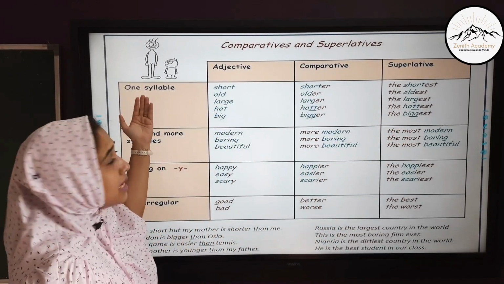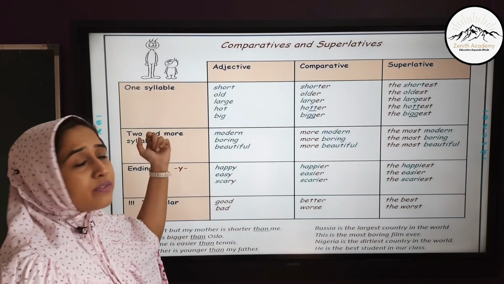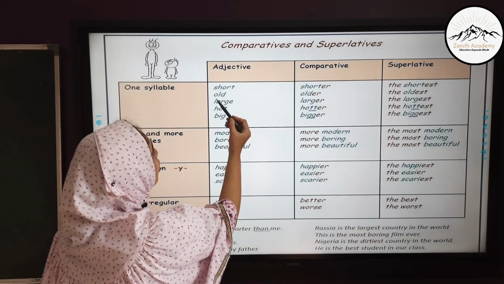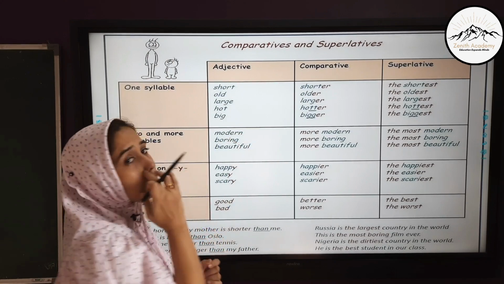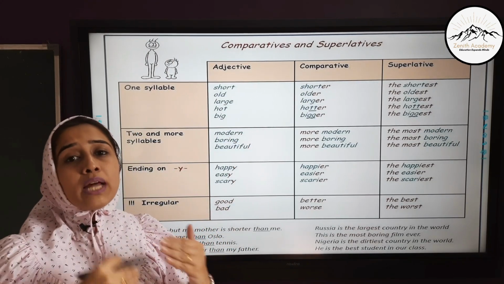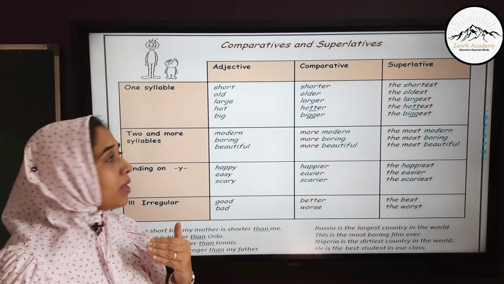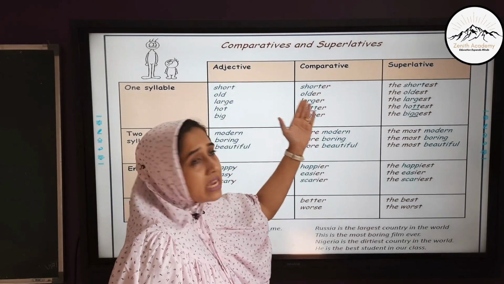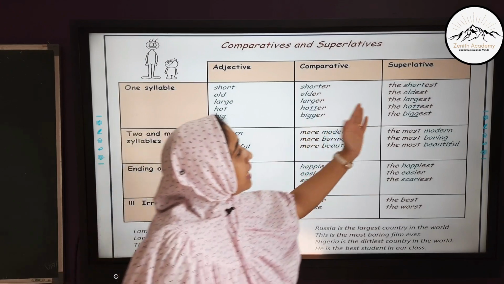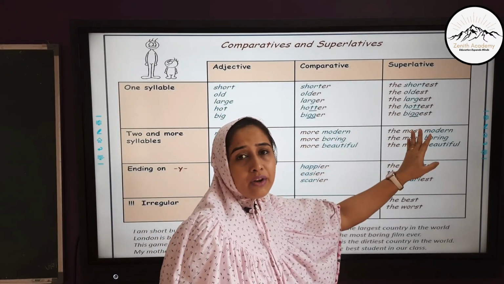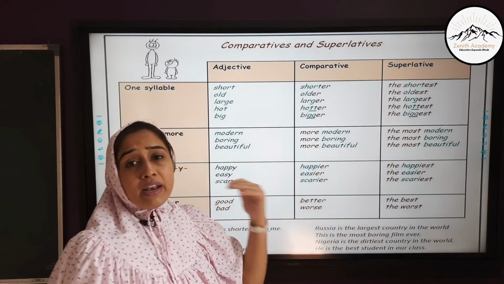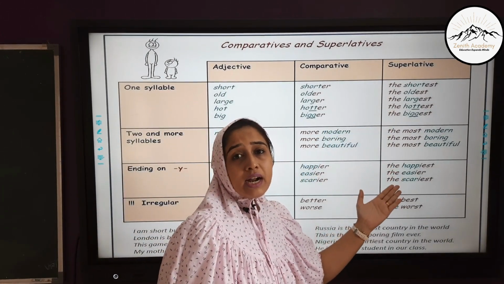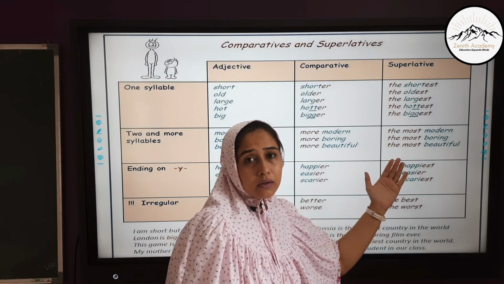What is that? One syllable. What is one syllable? Means when the word has only one vowel. Here as we see, short, old, large, these are mostly one syllable words. There are no two types of sound coming out. So it becomes shorter. You always add ER for comparative degree and EST for superlative degree. Also remember, whenever we are writing in superlative degree, the definite article the is used over here.